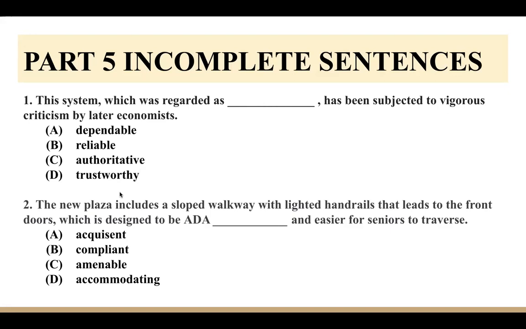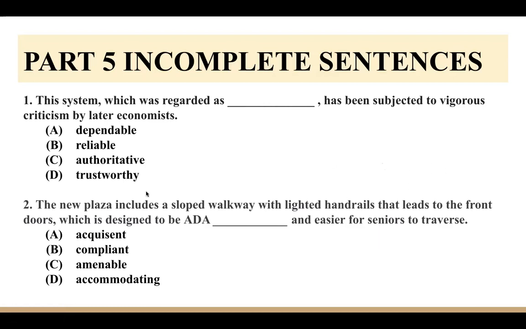I see you want to have more, so let's add a bit more. Next, the new plaza includes a sloped walkway with light handrails that leads to the front door, which is designed to be ADA, blah blah blah, and easier for seniors to traverse. Once you identify this context, we need to see the possible answer key. A, compliant. B, amenable. C, accommodating. If you don't know the meaning of each word, it's fine. The context is all about easier for seniors.